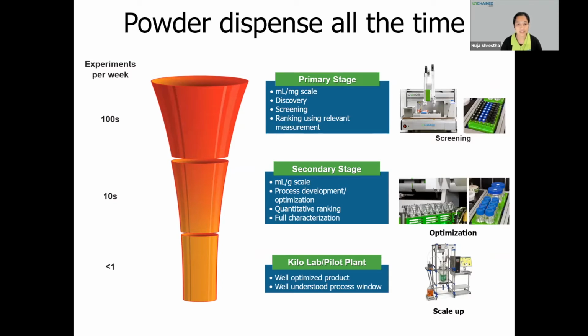After you have identified these key variables, you want to scale up and perform experiments to give you a better picture on these key metrics. At this stage, the workflow is more focused and the number of experiments you run is limited to just a few per week. The ultimate goal, though, is to scale up for pilot plant or production scale. But the point is, regardless of which stage you're at, you have to dispense powders.